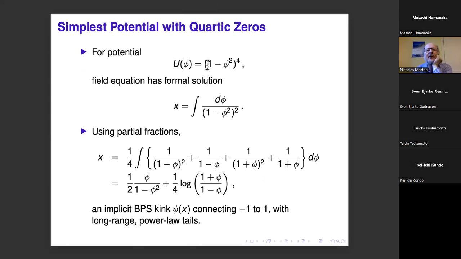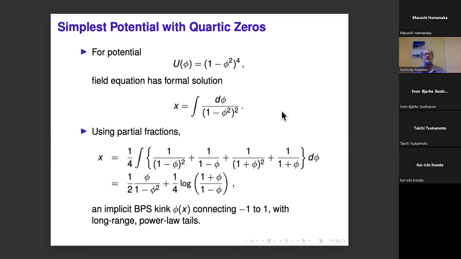So here's 1 minus phi squared, but to the 4th power. And the same formal solution exists. X is the integral of d phi over the square root of this, which is an explicit function. So again, we don't really have to worry about any branch points. There's d phi over 1 minus phi squared squared. And what I want to show you here is, again, the partial fraction method.